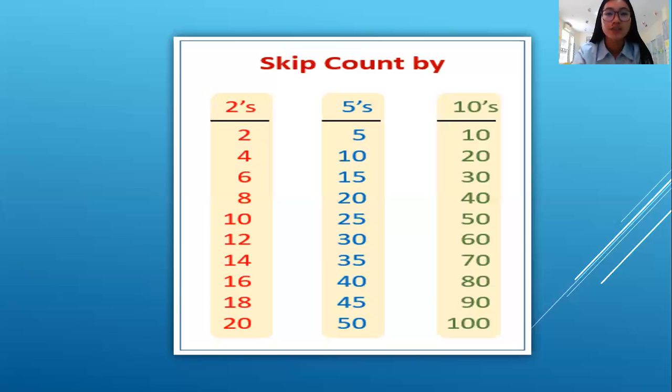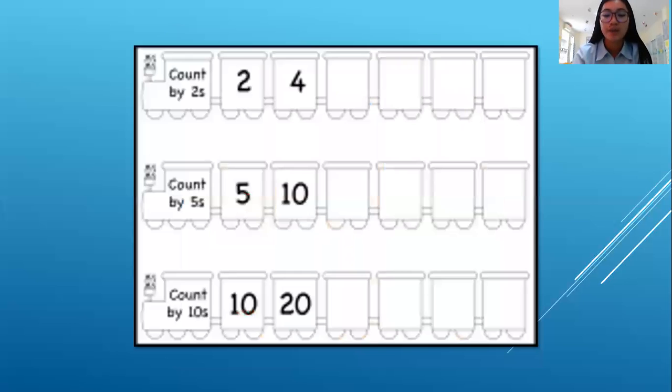All right, now let's practice more about these countings. The first one is we are going to fill in the missing part of the train. The first train is count by 2s. The second train is count by 5. The third train is count by 10. Okay, let's start with counting by 2.